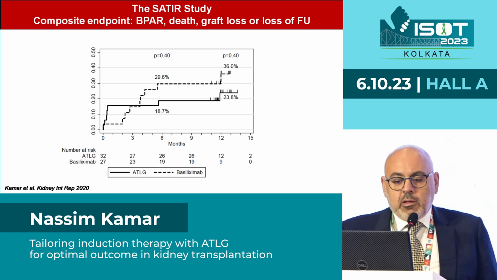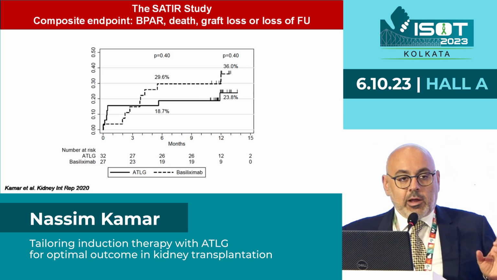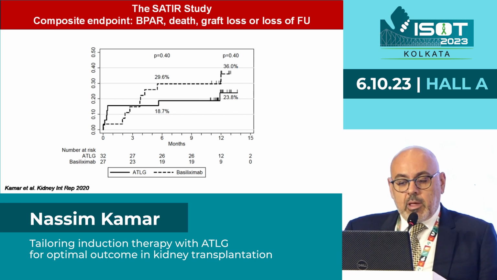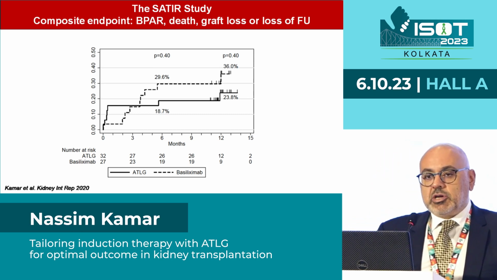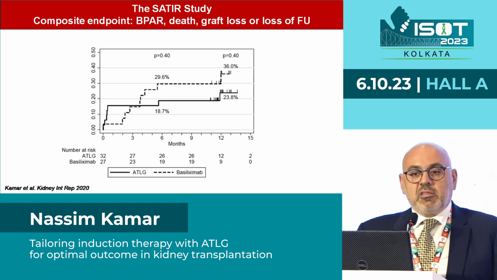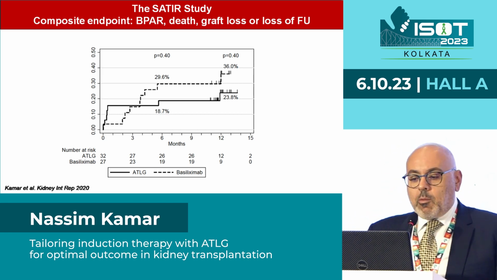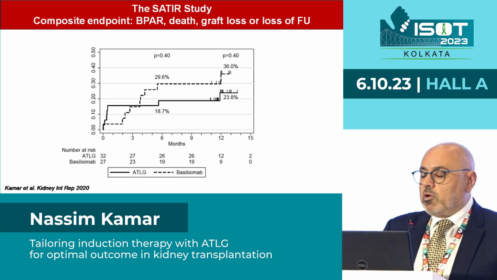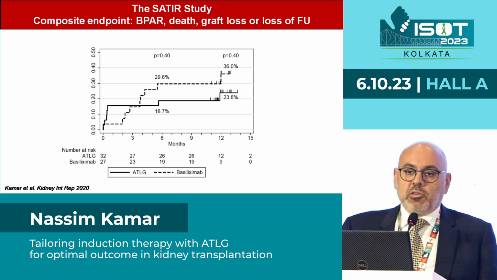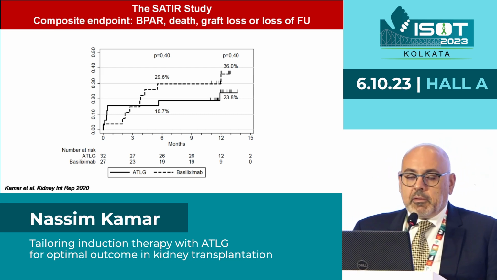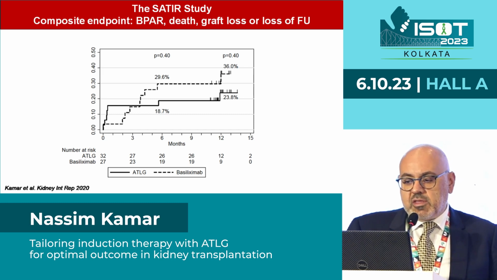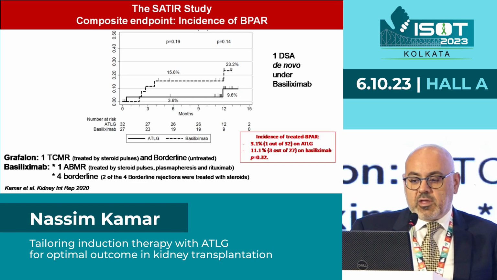What we observed is that the number of patients was quite low. It was a proof of concept study that included only 30 patients in each arm. And even with 30 patients in each arm, we did not observe a significant statistical difference between both. However, the composite endpoint that was biopsy-proven acute rejection, death, graft loss, or loss of follow-up was much better in patients receiving grafalon compared to patients receiving basiliximab. 30% in one arm compared to 19%, and at 1 year, 36% compared to 24%.